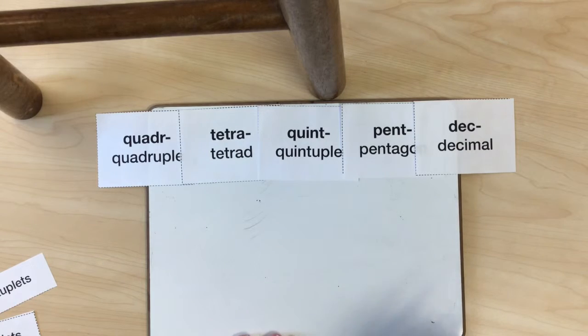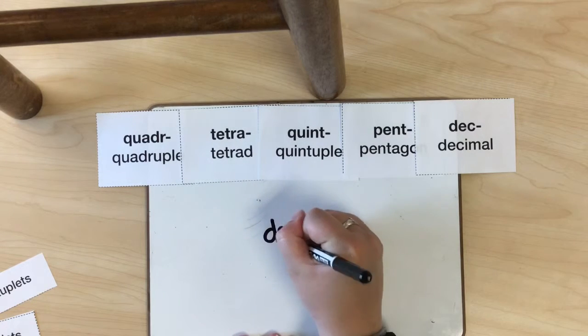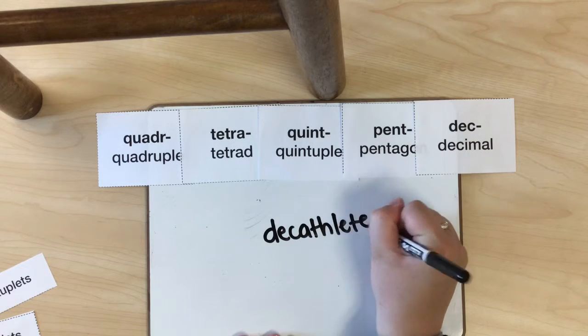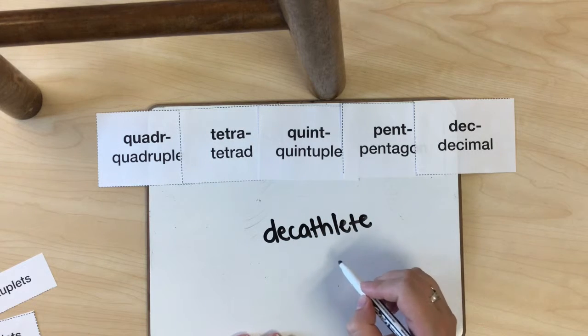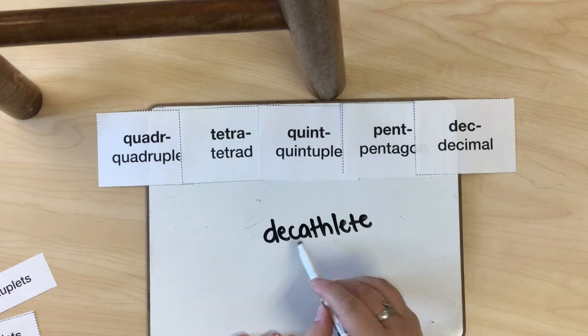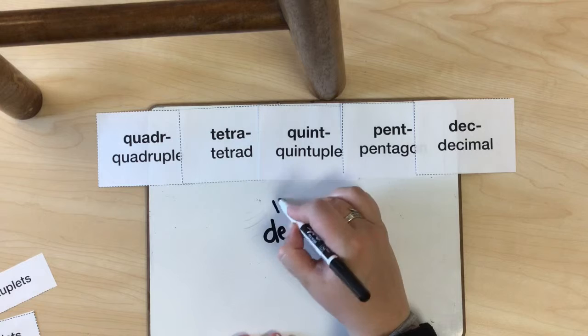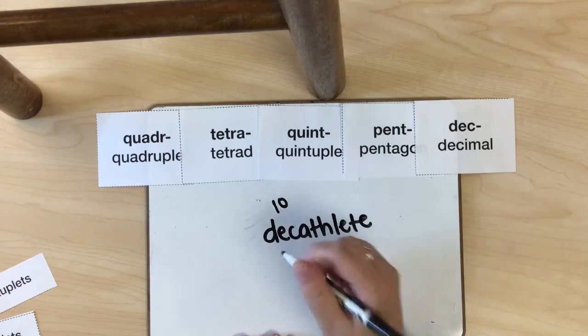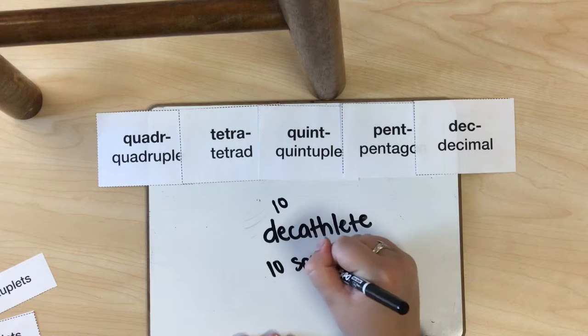The next word is decathlete. I know what an athlete is, and I know des or dec means 10. So I'm going to use my clues to figure out that a decathlete is somebody who participates in 10 sports.